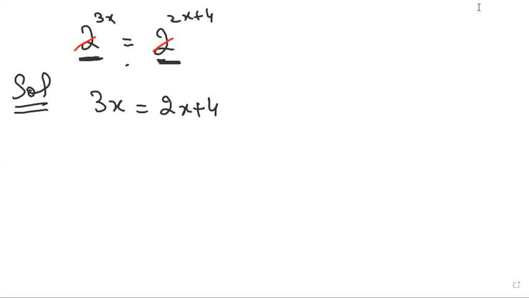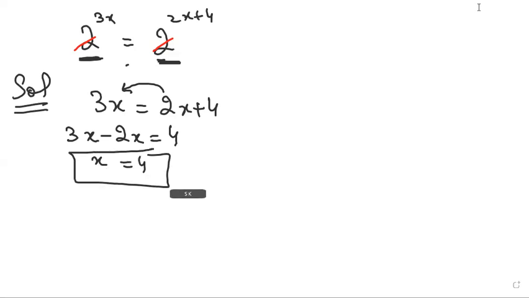Now I have to simplify it. You know very well that this 2x will move to the other side, and whenever it moves, its sign changes: it's positive here, so it becomes negative. So 3x minus 2x becomes x, and x equals 4. This is my answer.